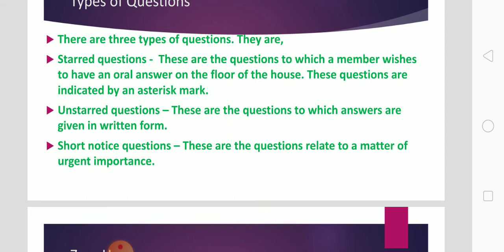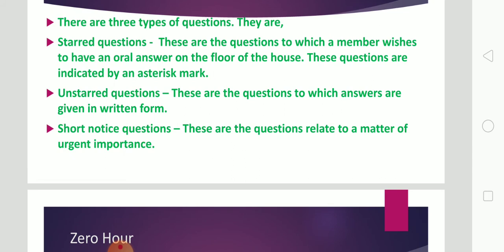So this is called a starred question. Once again, starred questions are those to which a member wishes to have an oral answer on the floor of the House. The second question is called an unstarred question. Unstarred questions are the questions to which answers are given in written form. They will not be delivered on the floor of the parliament. The answers are to be given in written form to the person who is asking the question.